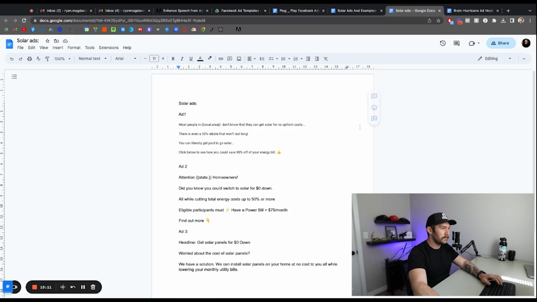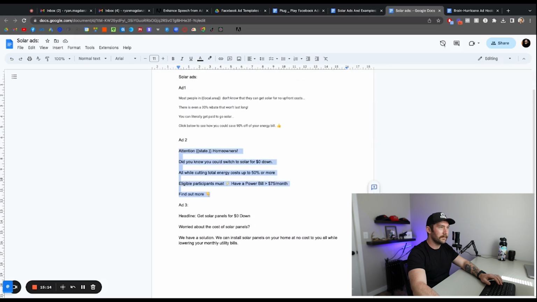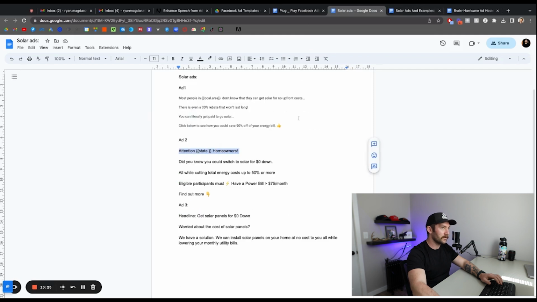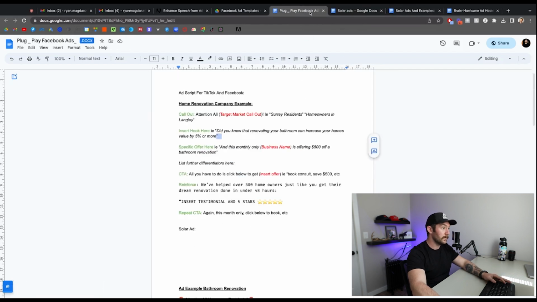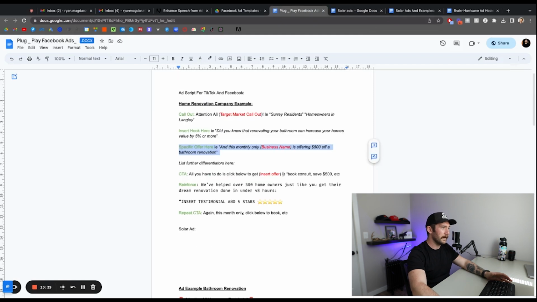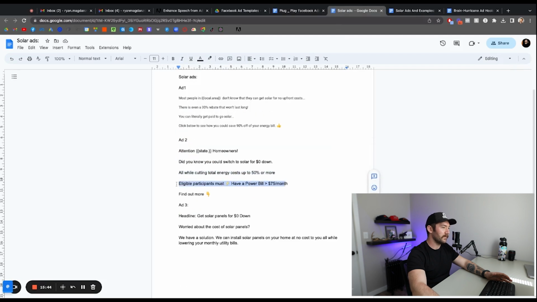So here are some examples. I'm going to fast track this because I have one written here. The callout is attention state. So: Arizona homeowners, insert hook. You can switch to solar for $0 down. Specific offer, all cutting total energy costs up to 50%. The hook and the offer are kind of the same thing here. You could list the differentiators, and then the call to action would be something like you need a Powerball over 75 per month. You can put whatever you want, obviously.